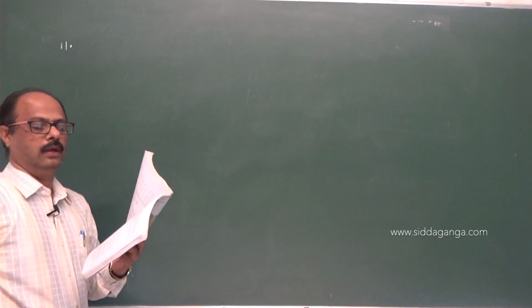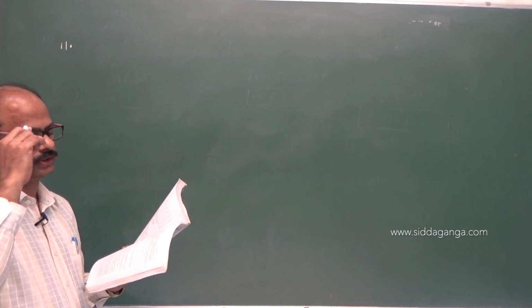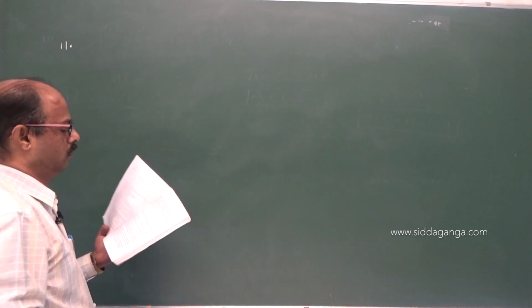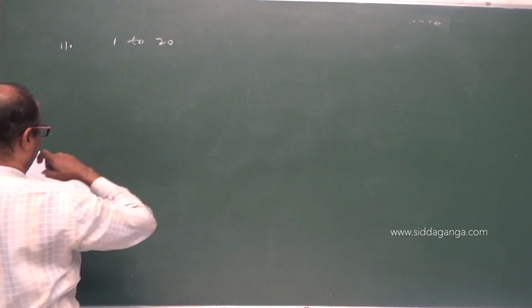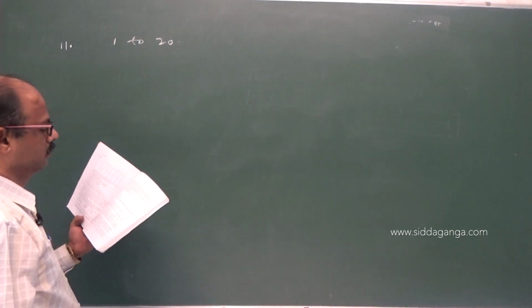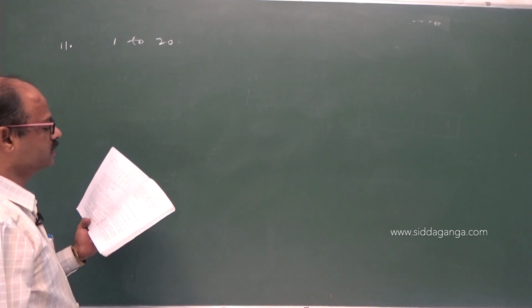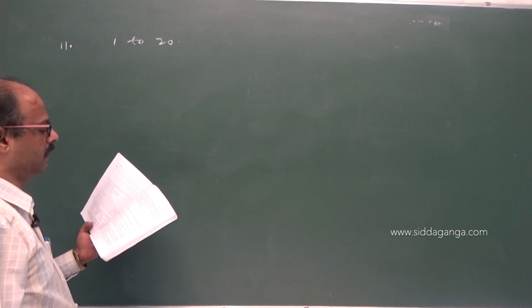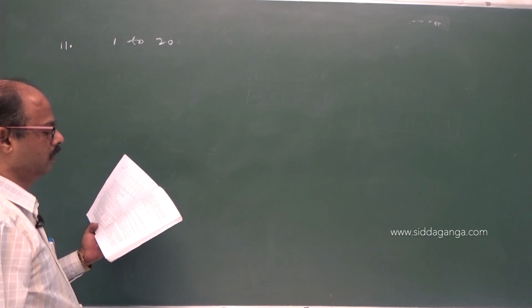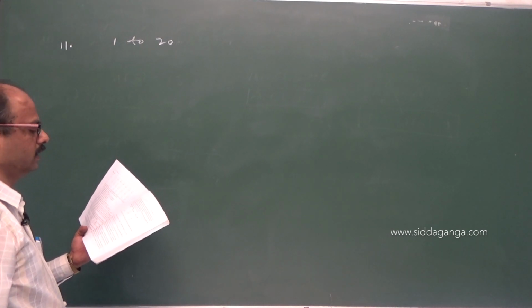Number 11. In a lottery, a person chooses 6 different natural numbers from 1 to 20. If these 6 numbers match with the 6 numbers already fixed by the lottery committee, he wins a prize. What is the probability of winning the prize in the game?